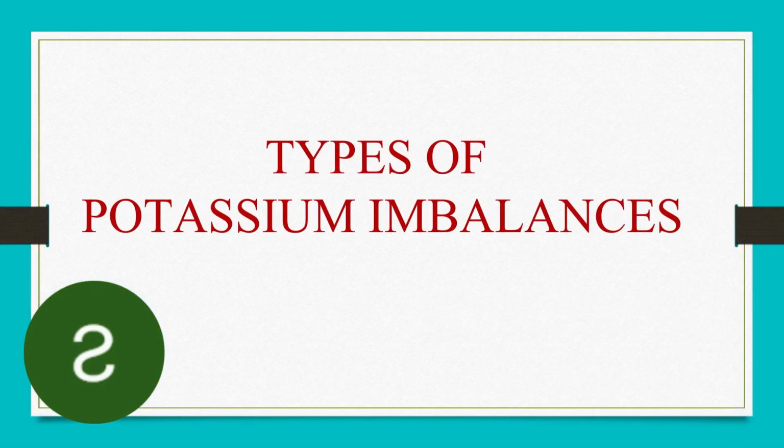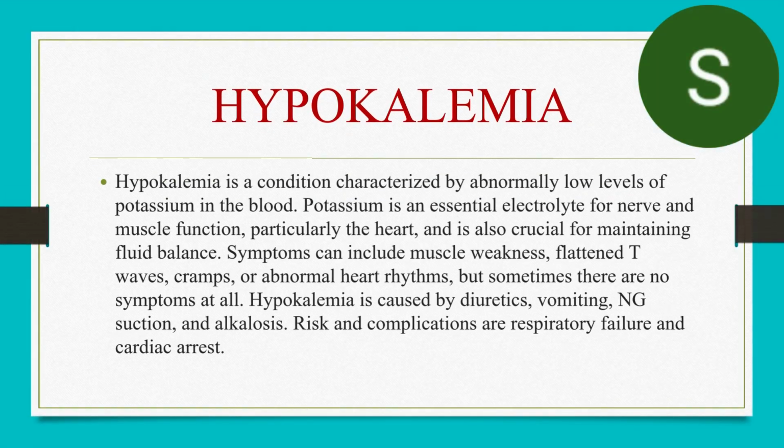Types of potassium imbalances. Hypokalemia. Hypokalemia is a condition characterized by abnormally low levels of potassium in the blood. Potassium is an essential electrolyte for nerve and muscle function, particularly the heart, and is also crucial for maintaining fluid balance. Symptoms can include muscle weakness, flattened T waves, cramps, or abnormal heart rhythms, but sometimes there are no symptoms at all.